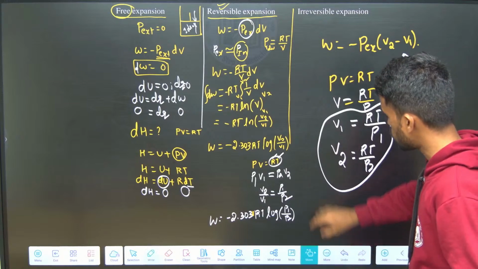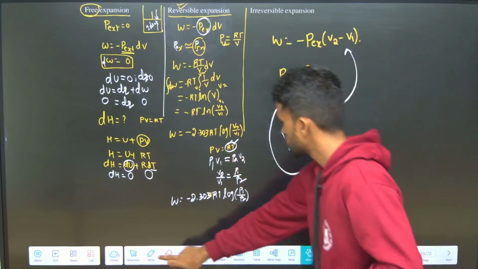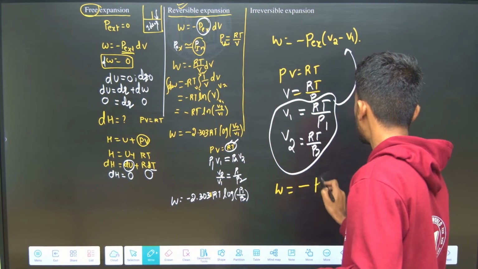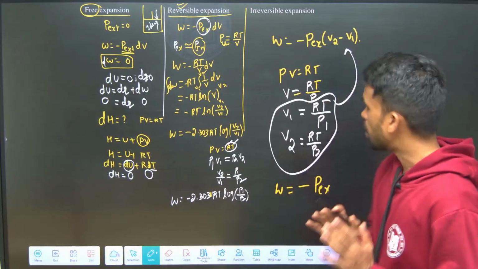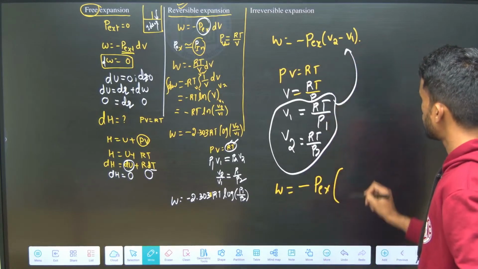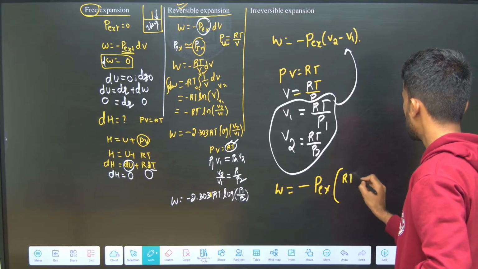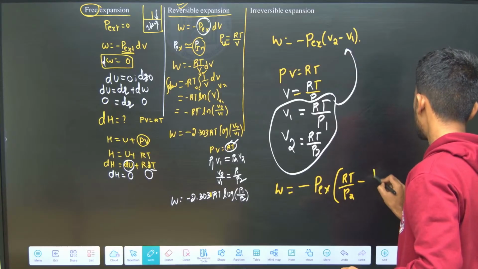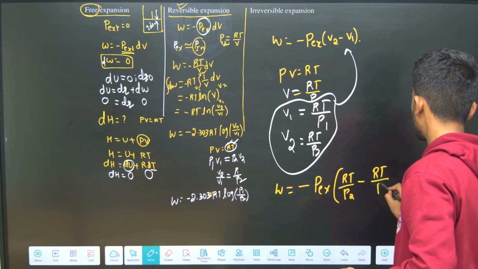So what is the final output we will get from there? Tell me. W equals minus P external. First of all we will substitute this, then we will discuss further. In the place of V2, RT by P2, and in the place of V1, RT by P1.